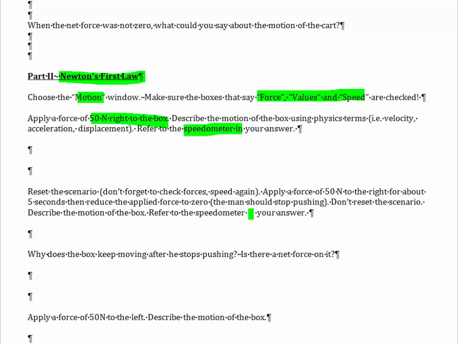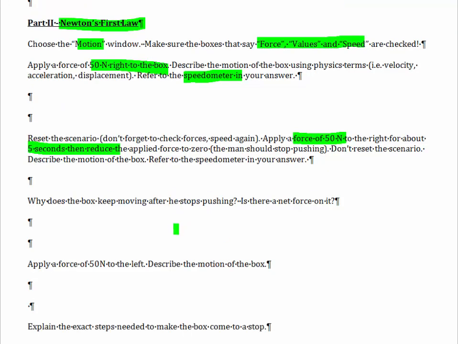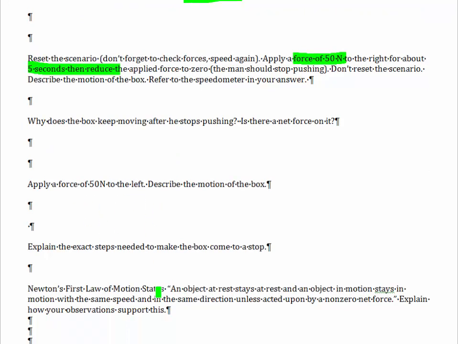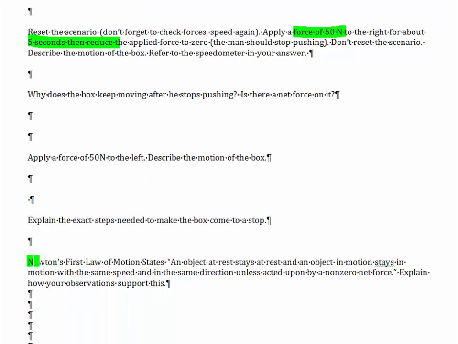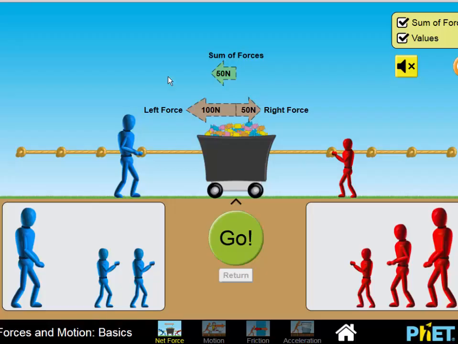And then what we're going to do is apply a force, and then reduce that force to 0 and make the man stop moving. And what happens to the box, and why is that? So figure out what it needs to make that box stop, and just think about Newton's first law of motion as you do this. So let's pop over to the simulation.